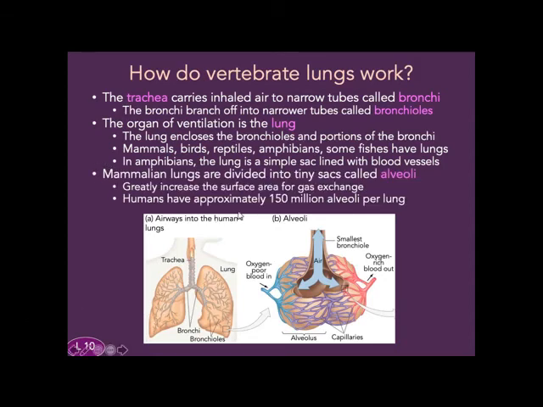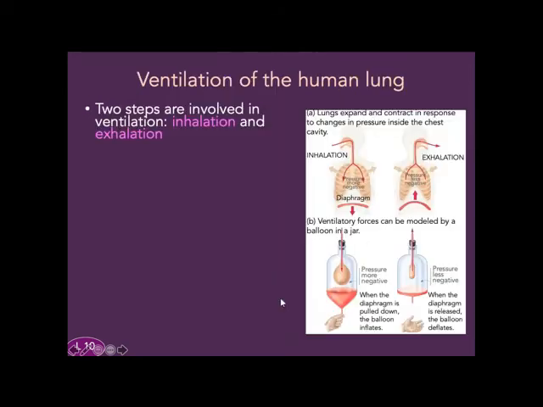In mammalian lungs, the ends of the bronchioles have these little tiny sacs on them called alveoli, and so these are able to increase the surface area for gas exchange. A human has approximately 150 million alveoli per lung, so we have lots and lots of these, and each of these is covered by tiny little capillaries to take up oxygen from the lungs.